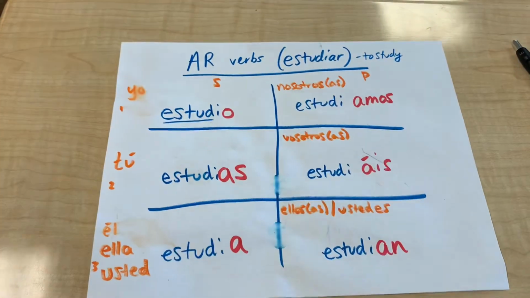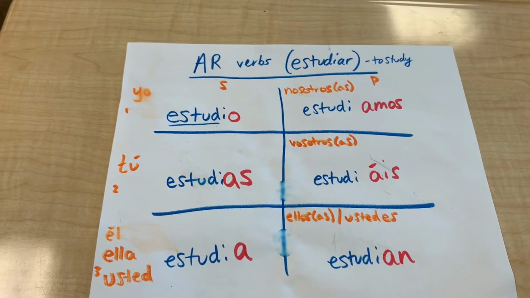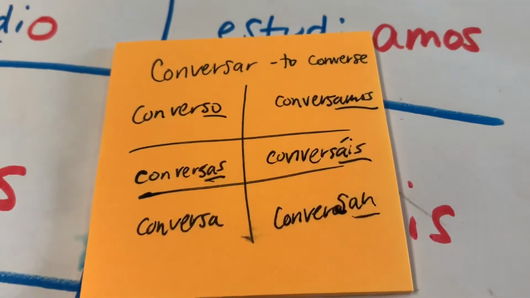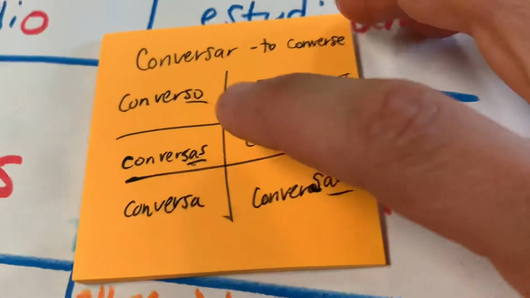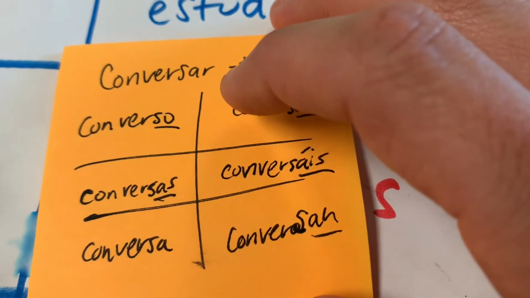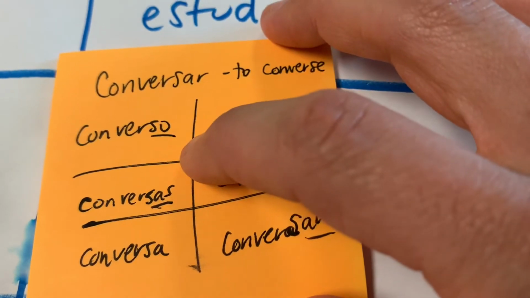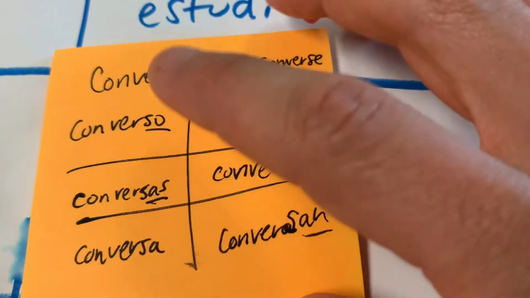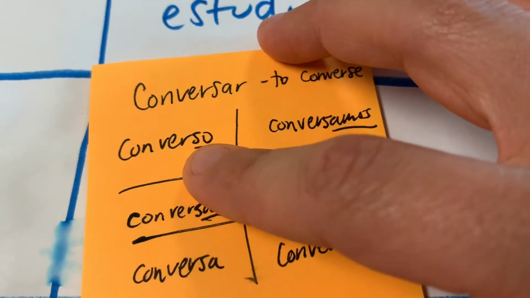Now, I can repeat this with any regular AR verbs, right? Okay, here's the verb conversar, meaning to converse. If I want to say I converse or I talk, hablar would actually be a better verb for this. But if you want to be a little more eloquent with your speech, you might say, I conversed with him yesterday, blah, blah, blah. But this is present tense. So, yo converso, I converse.